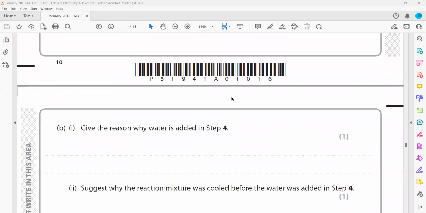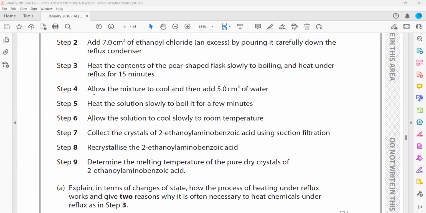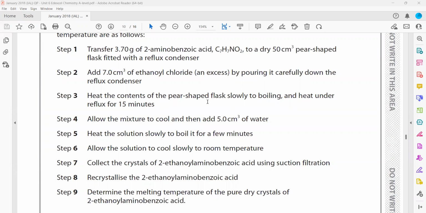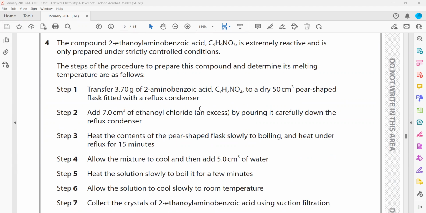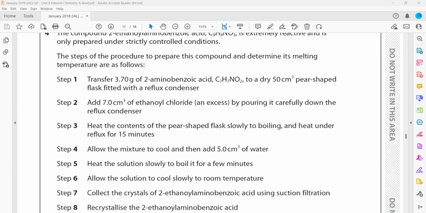Give the reason why water is added in step 4. So what is the purpose of allowing the mixture to cool and then adding water? The compound 2-ethanoyl aminobenzoic acid is prepared under strict control conditions, as we are preparing this compound from ethanoyl chloride. So water will mix with this ethanoyl chloride, or it will cause a breakdown of it, or it will react with ethanoyl chloride and remove the excess, unreacted ethanoyl chloride.